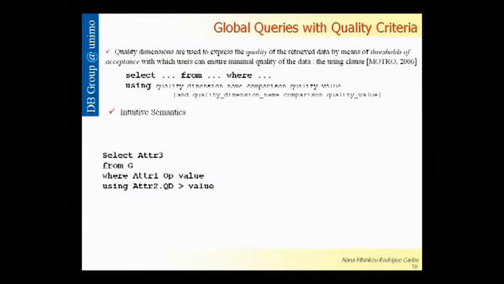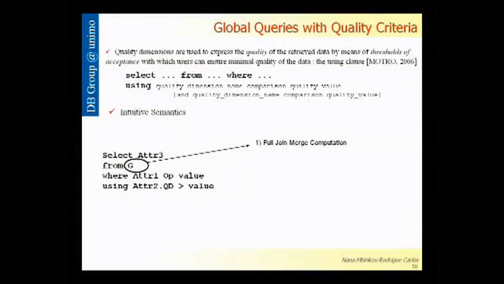In some cases, a data quality dimension can have the value null because we don't know what its value is. Next, we extend our query by including the using clause, to specify constraints on the data quality dimensions. We take inspiration from an article by Mecca. So we can give the intuitive semantics of our query.